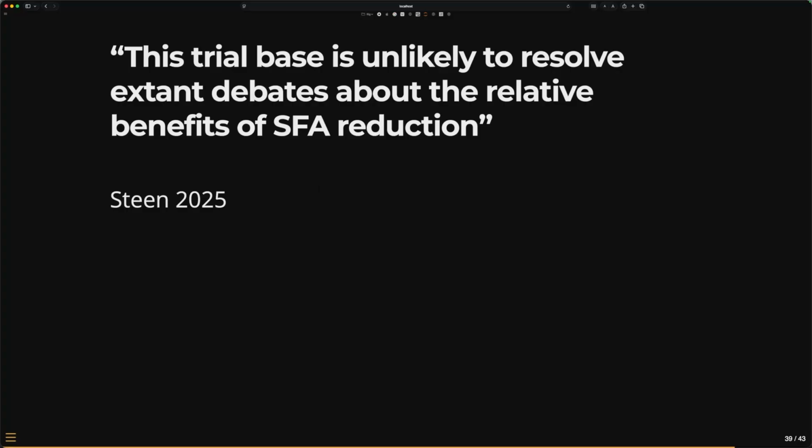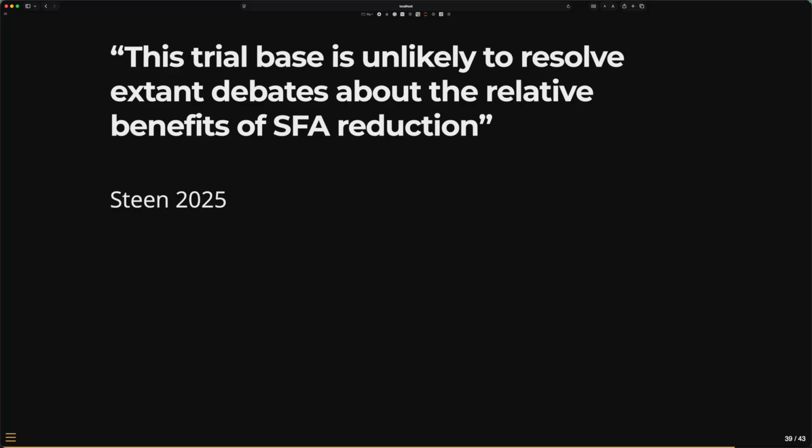Mm-hmm. And even Steen in their meta-analysis says this trial base is unlikely to resolve extant debates about the relative benefits of saturated fatty acid reduction. So even in their own meta-analysis, they kind of admit that it's not going to end the debates on this.